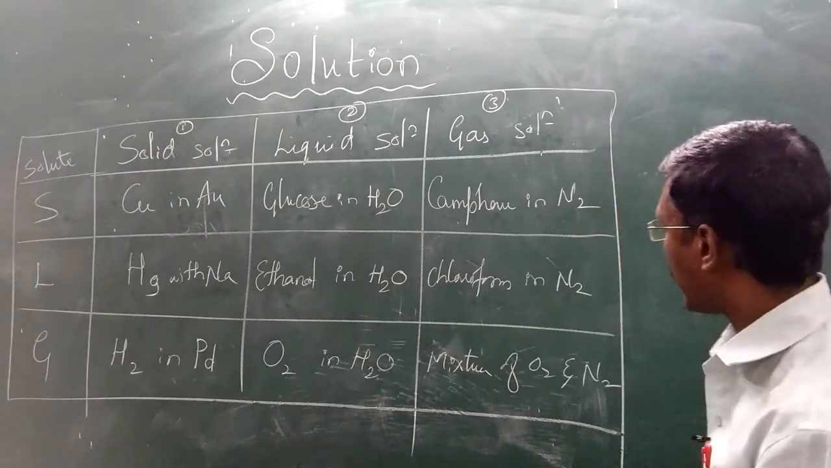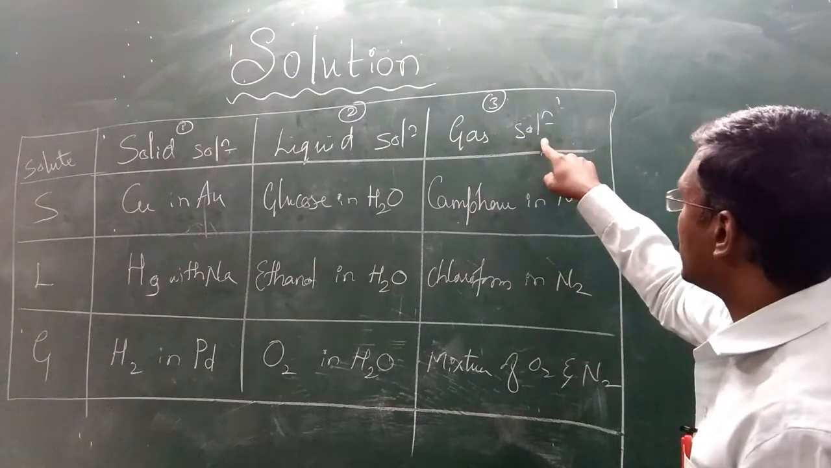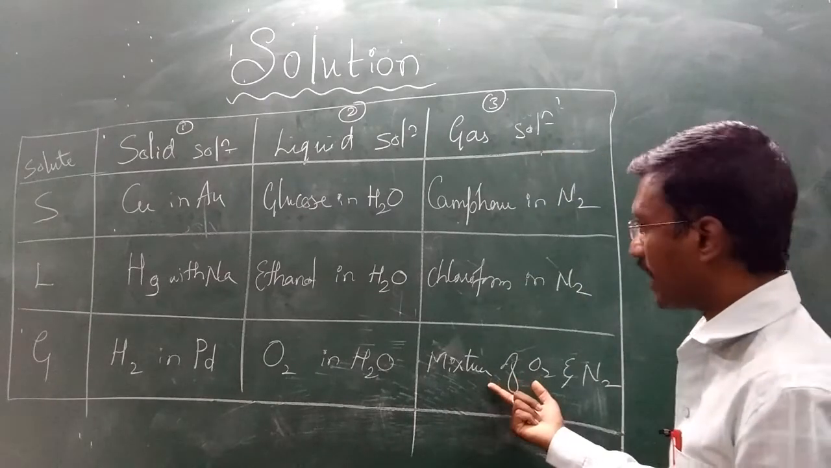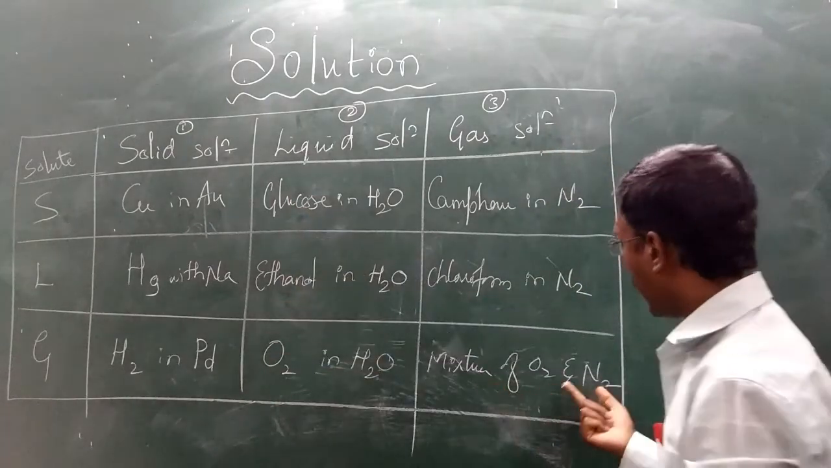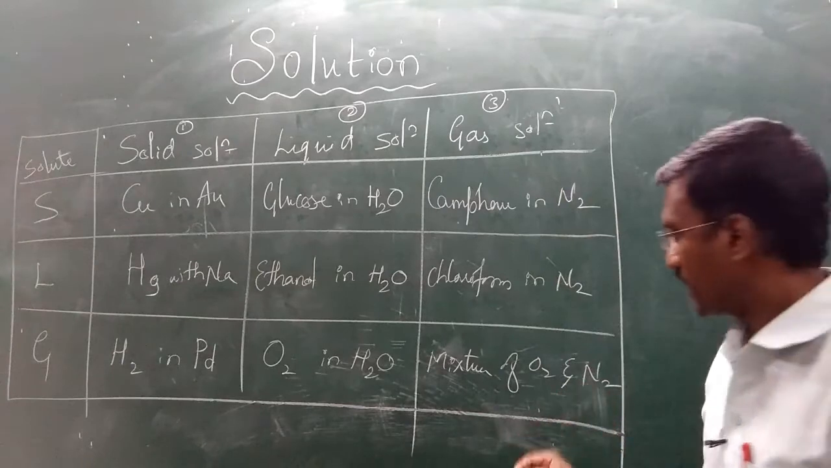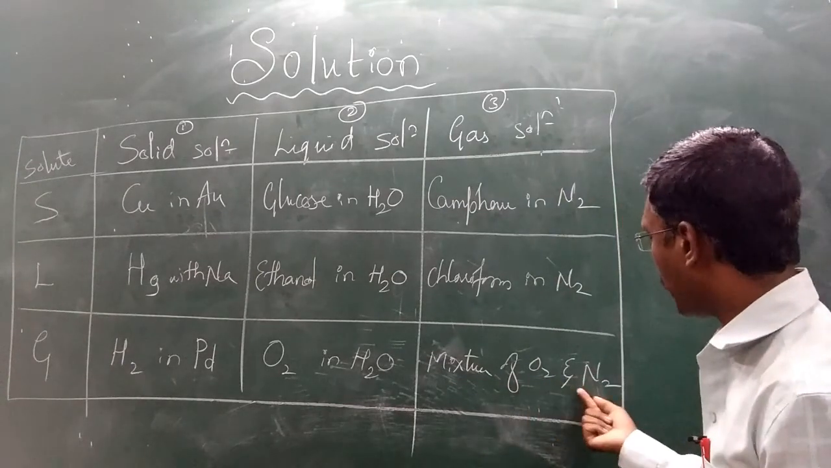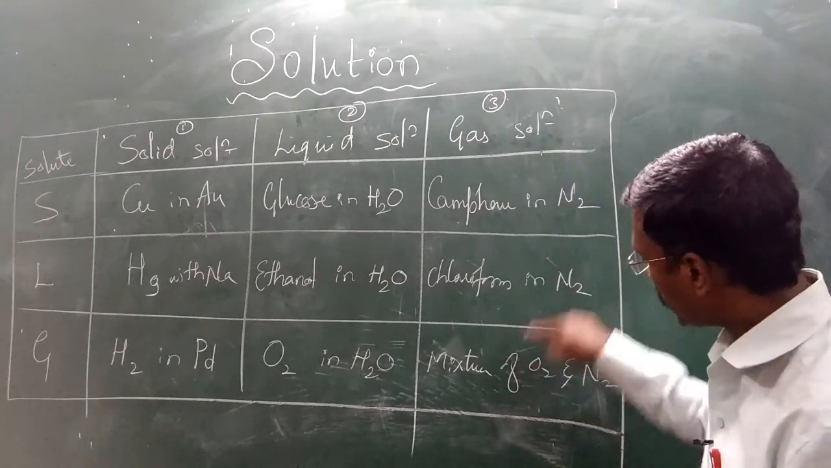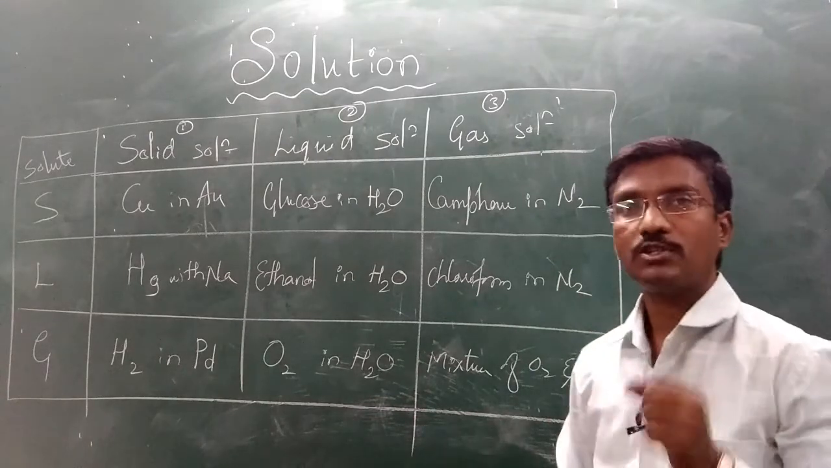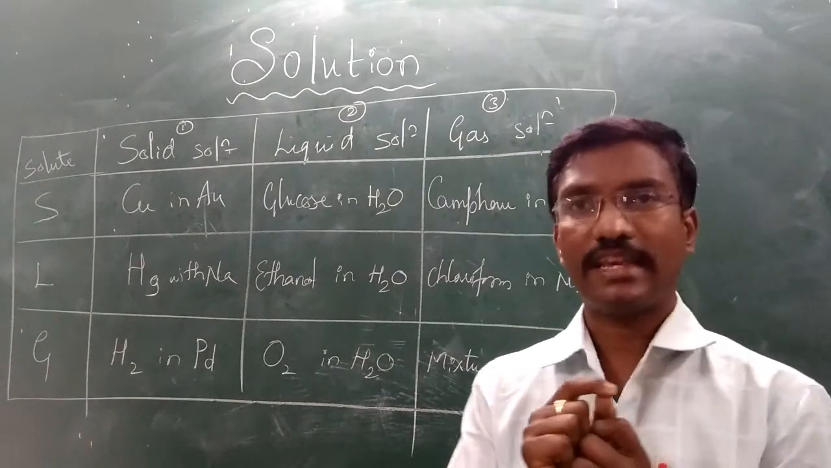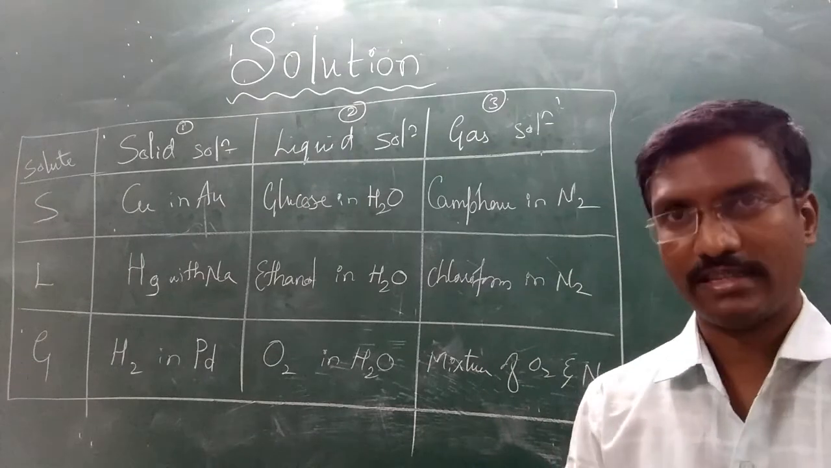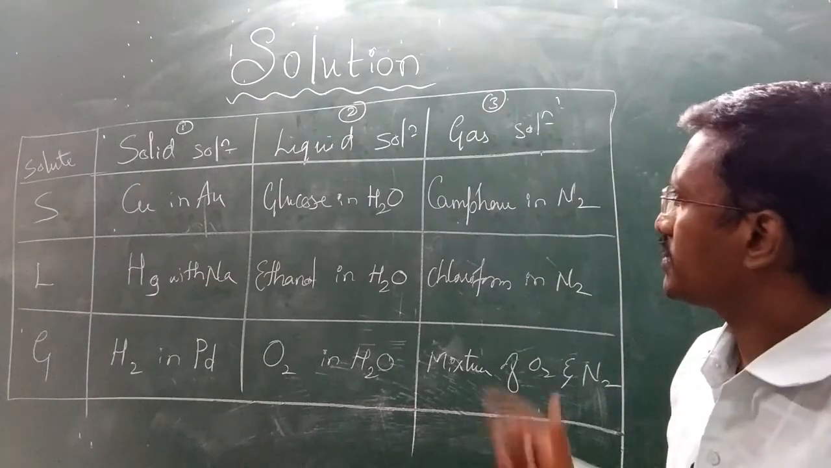Similarly, the last one is the gaseous solution which contains the gaseous solute and gaseous solvent. The example is the mixture of oxygen and nitrogen. Here, oxygen is going to dissolve in nitrogen. So oxygen is also a gaseous compound, and nitrogen is also a gaseous compound. I hope this is very clear.